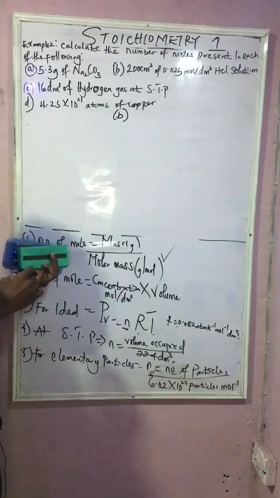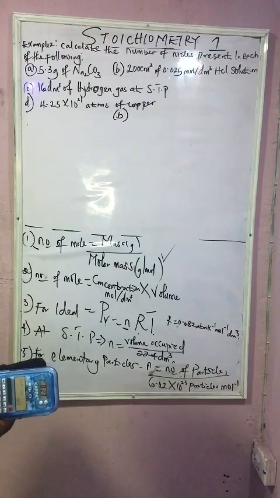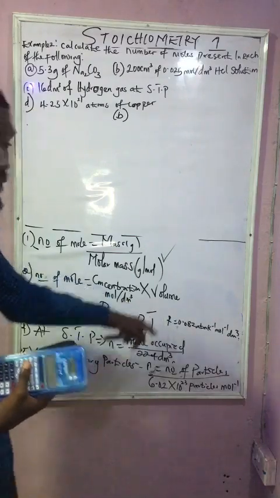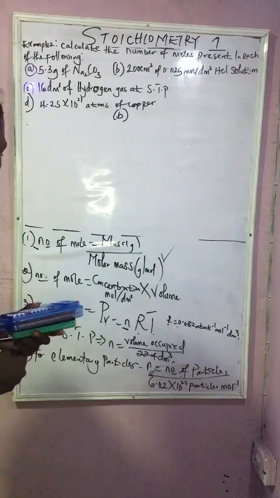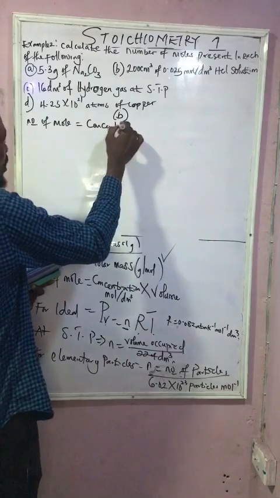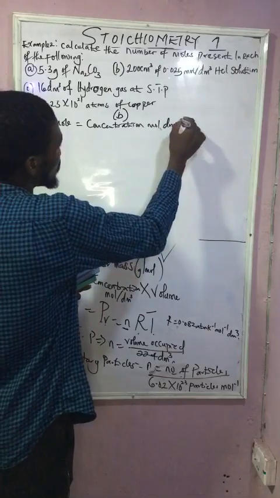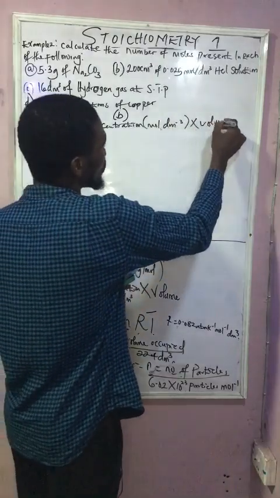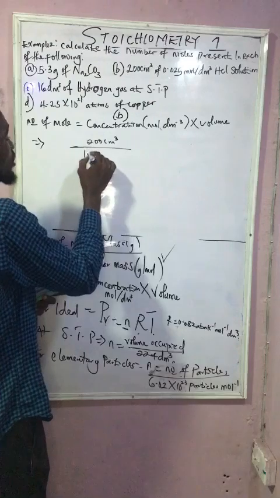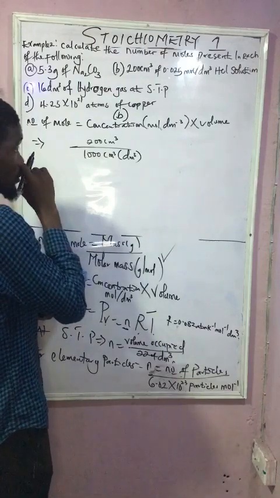So now, before you can do anything on this, let's take a look at the formula we have on the board. If you observe vividly, we are given mole per dm cube, but the volume, we have to look for it. So how do you look for the volume? Just write the formula by saying number of mole equals concentration in mole per dm cube multiplied by volume. It is very, very simple. You can say 200 cm cube over 1000 cm cube dm cube. Are you getting it now?